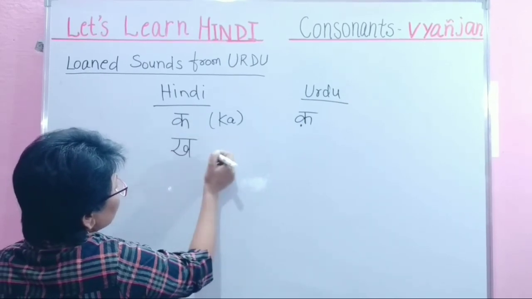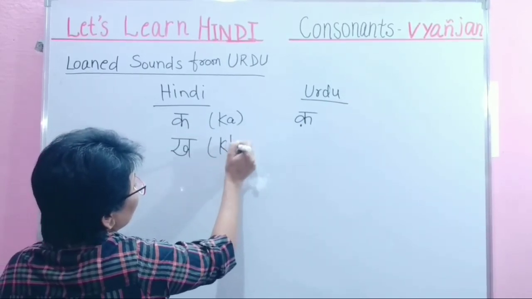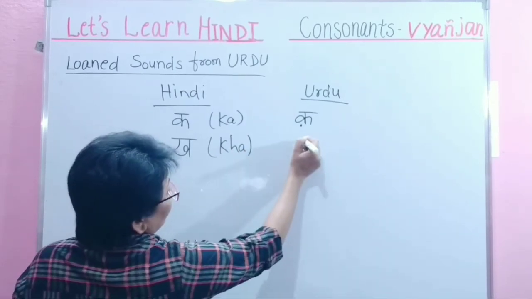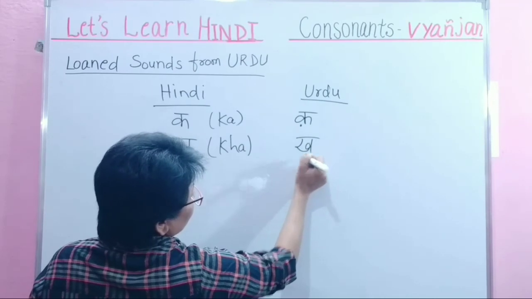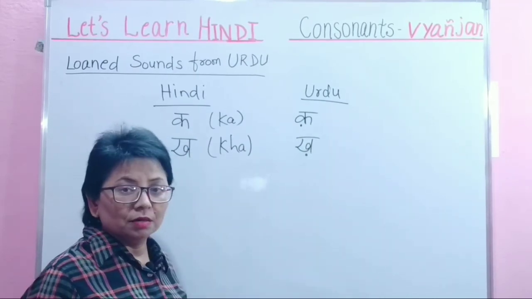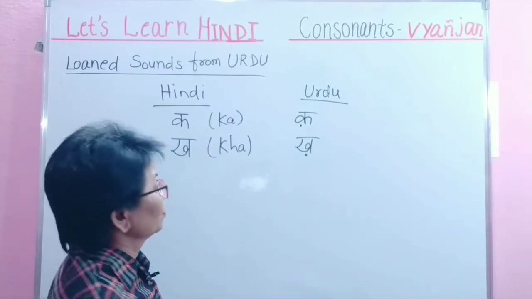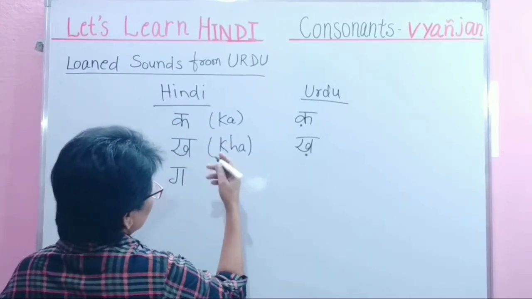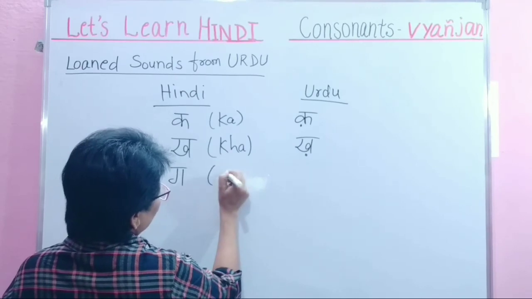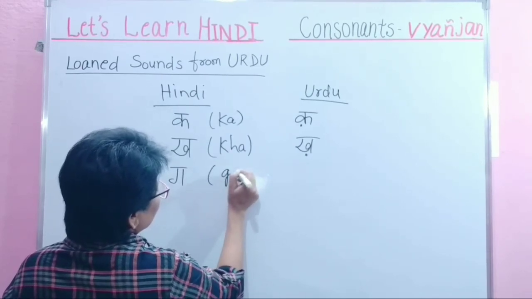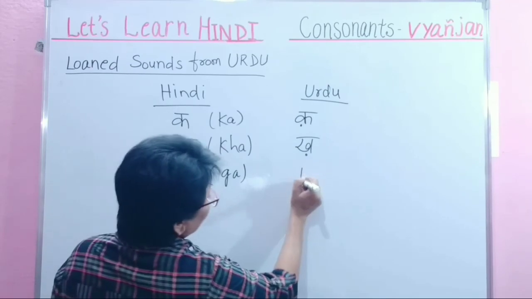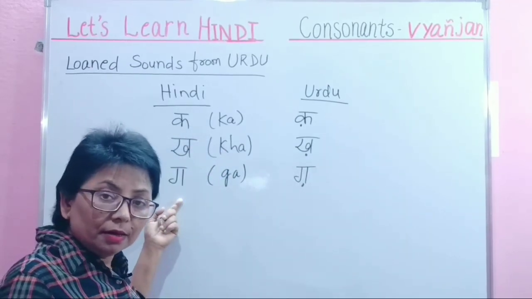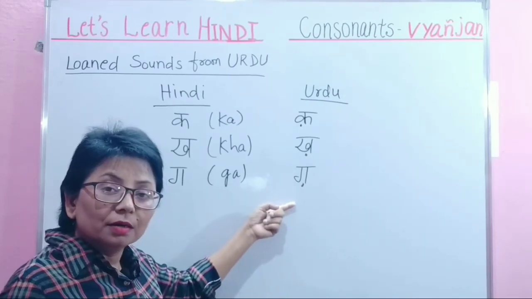Another one is kha. Kha. And in Urdu, this is ha. Ha. Right? This is from the same category, and this is ga. And there is a gha. Ga, gha. Ga, gha.